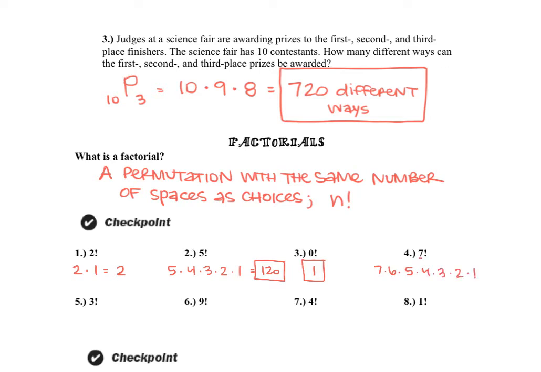All right. 7 factorial would be 7 times 6 times 5 times 4 times 3 times 2 times 1. Because it's the number 7, we're going to have 7 spaces that we multiply it out. Now, I'm going to need my calculator for this one to go faster. This would be 5,040.